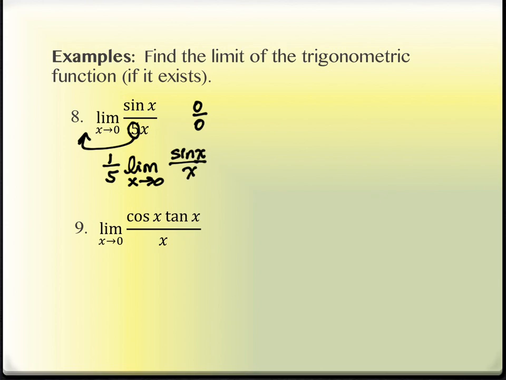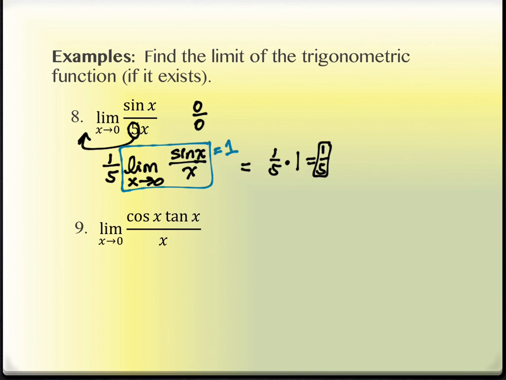Is that all right? At this point, this piece looks exactly like special trig limit number 1, doesn't it? So this piece is now equal to 1, and it simply gets replaced by 1. So it becomes 1/5 times 1, and my answer would be 1/5. Is that okay? Let's take a look at number 9.